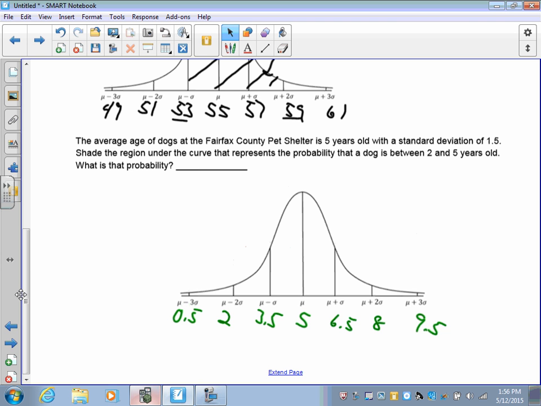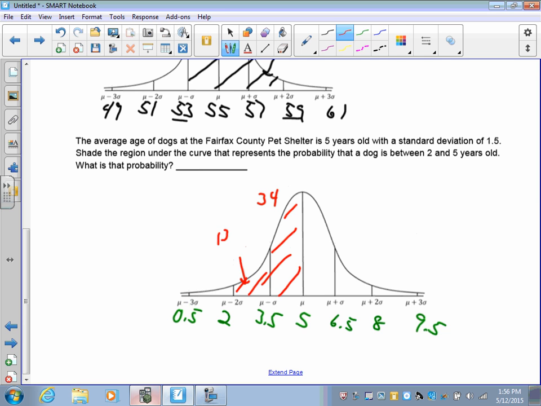Now, what is the probability that the dog is between 2 and 5 years old? So we're going to shade between 2 and 5. This is 34. This is 13.5. So you get 47.5. It's my probability.